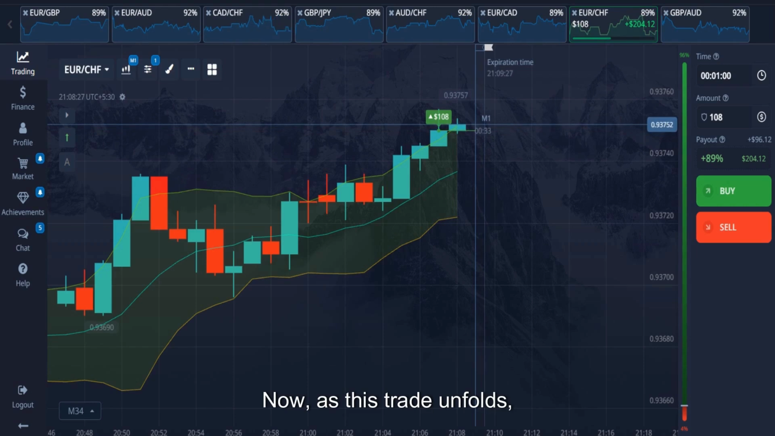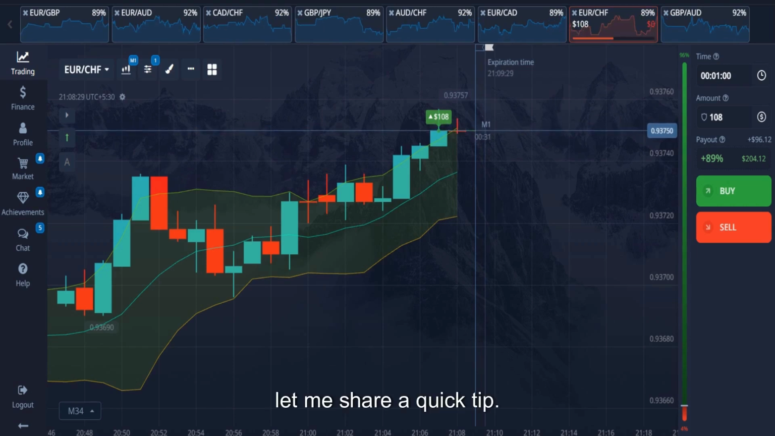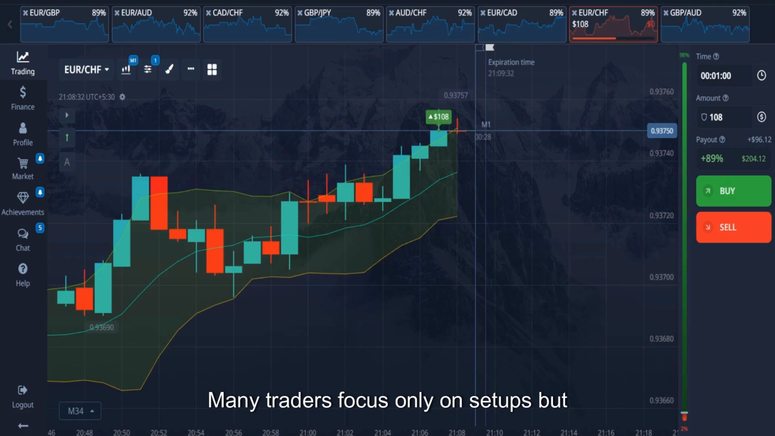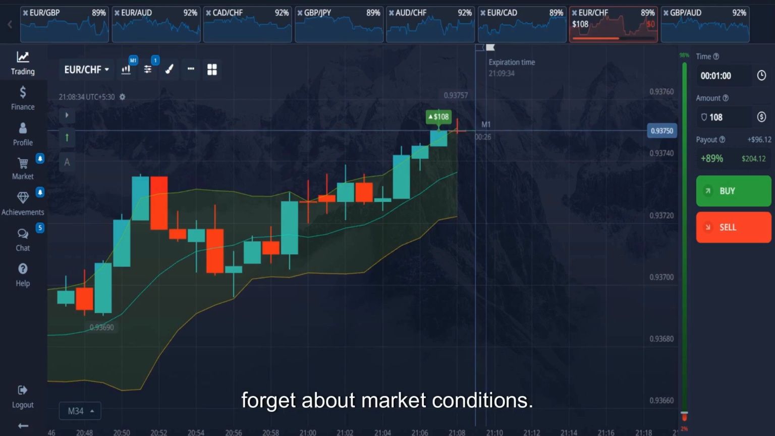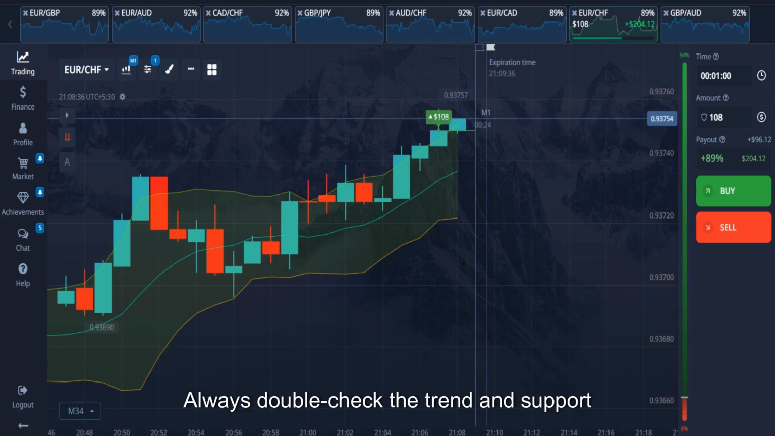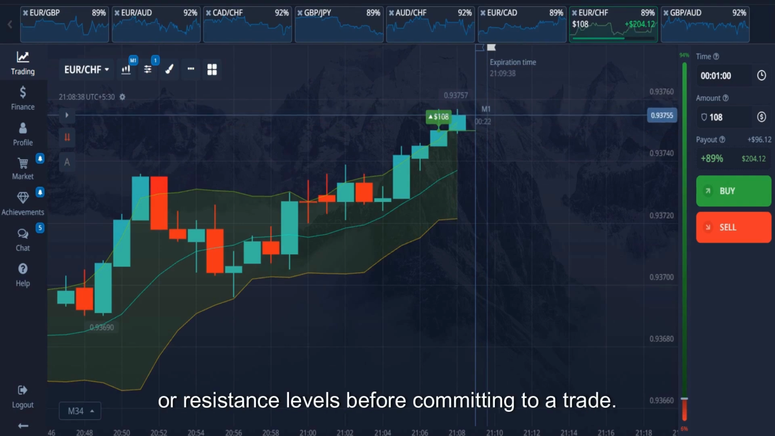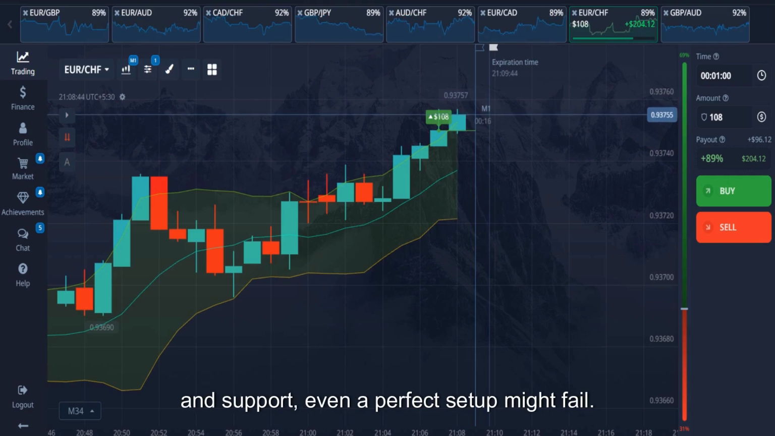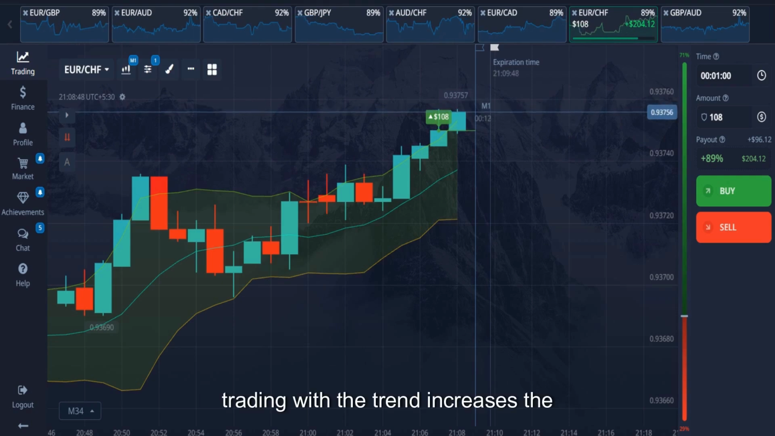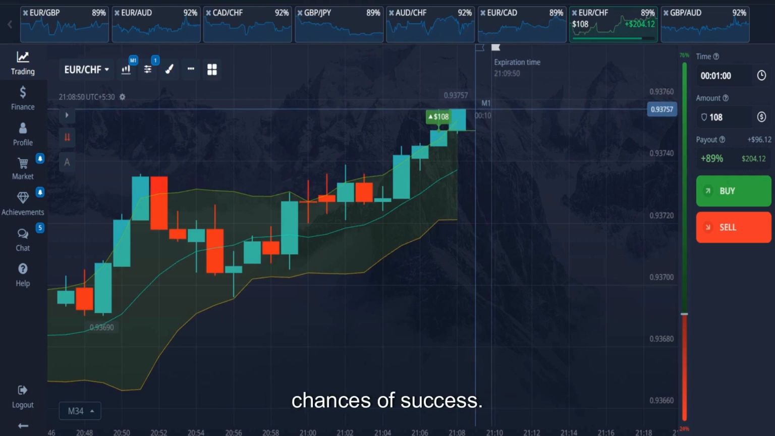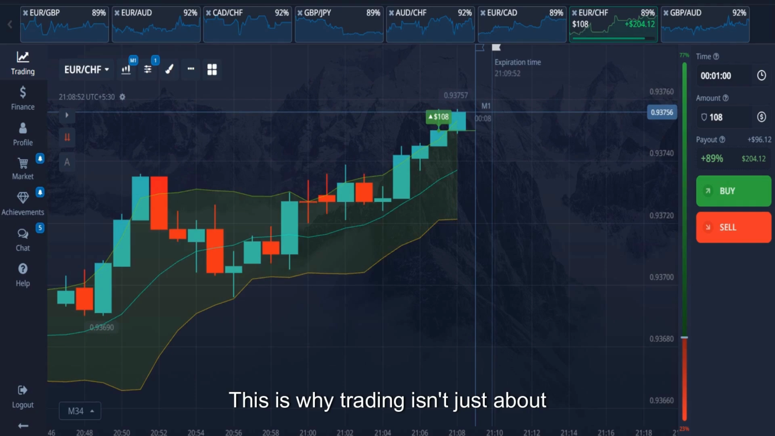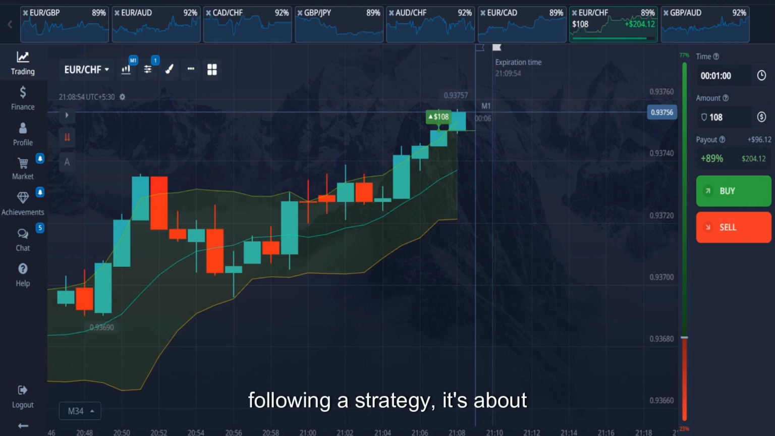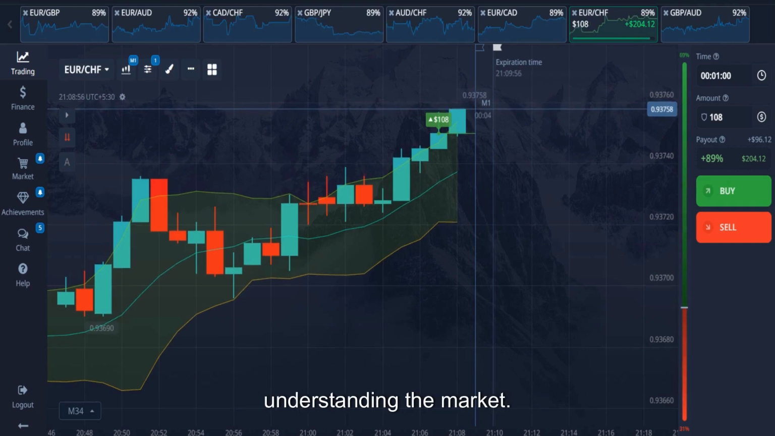Now, as this trade unfolds, let me share a quick tip. Many traders focus only on setups but forget about market conditions. Always double-check the trend and support or resistance levels before committing to a trade. For example, if the price is near a strong resistance or support, even a perfect setup might fail. On the other hand, trading with the trend increases the chances of success. This is why trading isn't just about following a strategy, it's about understanding the market.